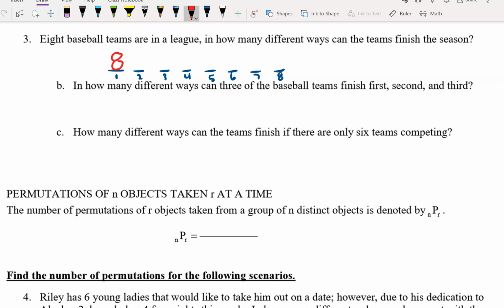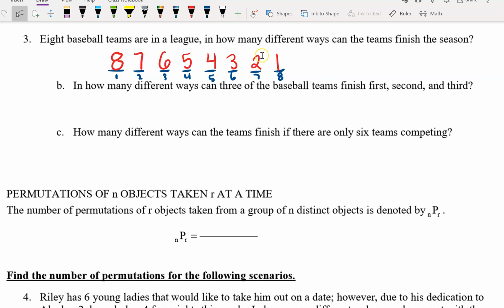Now, depending on which team gets first place, that team is not also going to get second place. So, whatever team gets first place is now out of the running for getting second place. So there's only 7 teams that could have gotten second place. And there's only 6 teams that could get third place, 5 teams remaining for fourth place, 4 teams, 3 teams, 2 teams. And once 1st through 7th are taken, there's only 1 team remaining that can get 8th place.